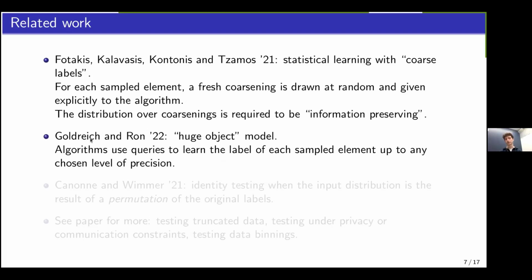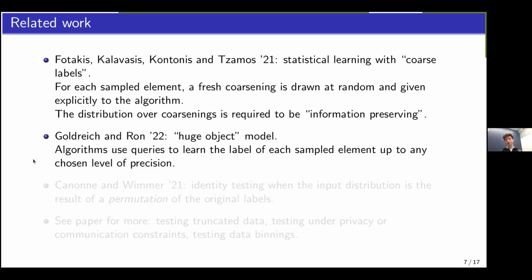Second, in recent work by Goldreich and Ron, they introduced the huge object model for distribution testing. In this model, the objects are basically too large for us to know the sample at no cost. So the algorithm needs to perform queries in order to learn the label of each of the sample elements. And it can perform as many queries as it wants to either learn a lot about the objects or just learn a little bit, depending on the testing task.